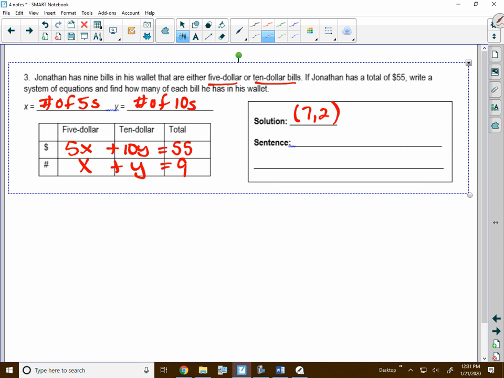But like I said, it's good if you can get the solution, but it doesn't help if you don't know what it means. So I want you to think about it, and raise your hand right now. Think about, what does 7, 2 mean if 7 is your x and 2 is your y? Think about a good sentence.